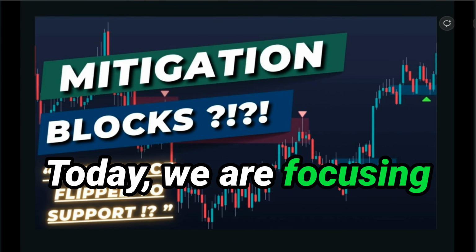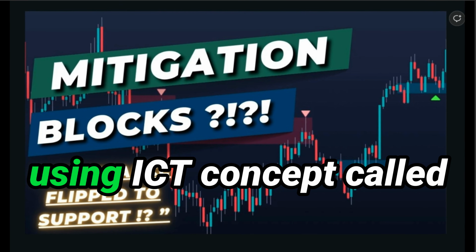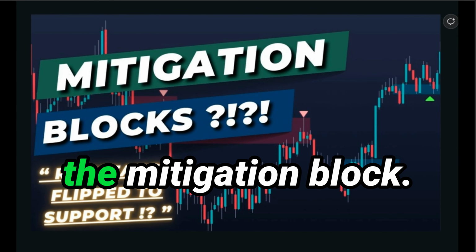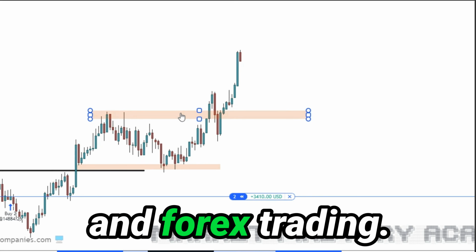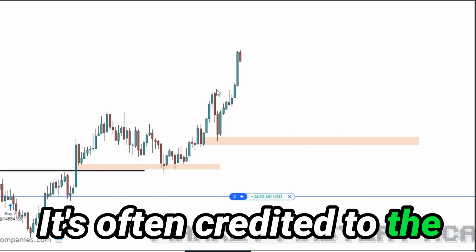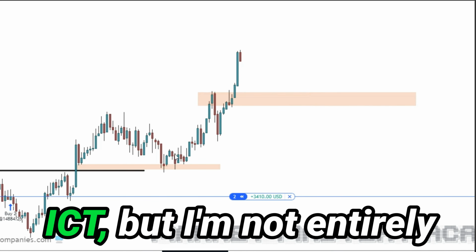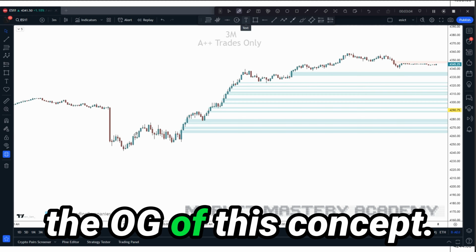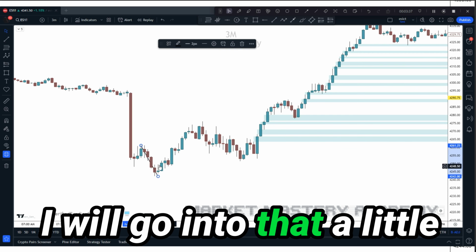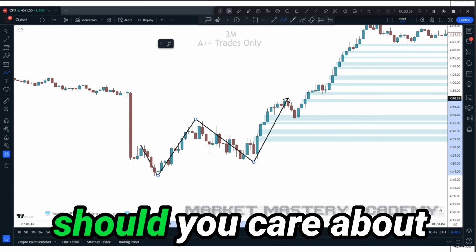Today we are focusing on trading the trend using an ICT concept called the mitigation block. This mitigation block works in futures and Forex trading. It's often credited to the Inner Circle Trader, aka ICT, but I'm not entirely convinced that he is the OG of this concept. I will go into that a little bit later on, but first, why should you care about the mitigation block?